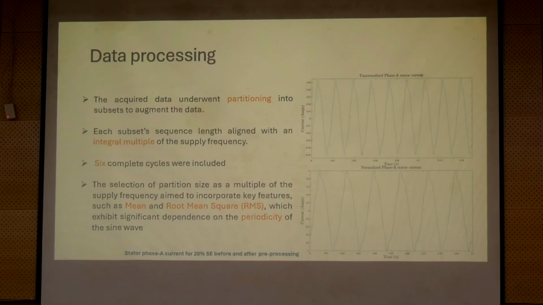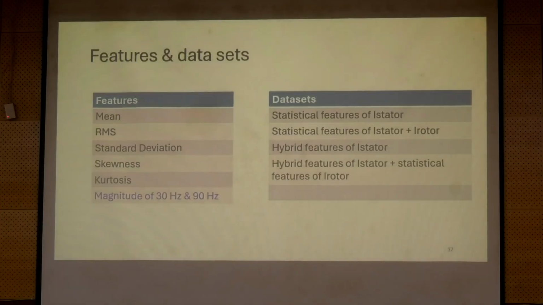So all this data we have collected, we may have to do some data processing. Say for example, I have to take periods, estimate, extract features, right? First I have taken the unnormalized phase A current, and I have normalized or rescaled it between +1 and -1. I have considered 6 cycles. Then I have extracted certain features like mean, RMS, standard deviation, skewness, kurtosis. These are all time domain features. I have also done the frequency spectrum of my currents and extracted the magnitude of sideband components. So they are frequency domain features.